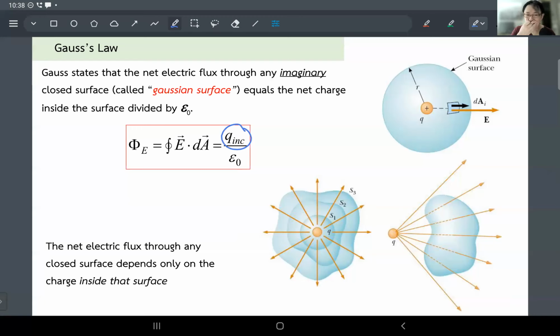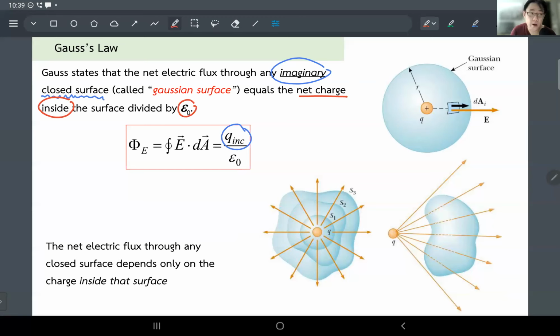So Gauss said, for any imaginary surface, you can imagine your own surface, but as long as it's a closed surface, which eventually we're going to call a Gaussian surface to honor him, who came up with this law, the amount of flux through this surface will be exactly the same as the net charge inside, that's the key, inside, divided by epsilon naught.